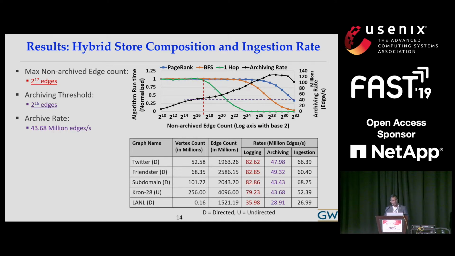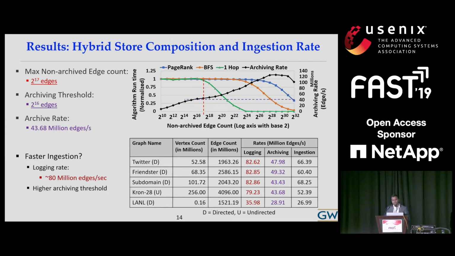And that actually gives us close to 43.68 million edges per second for this particular graph, while I have also listed in the table some other ingestion rates, which are all close to 43 million edges per second archiving rate. The only exception is LNL, which is a weighted graph. It has 32 bytes as weight, so obviously it will be a little bit slower than the plain graph, which doesn't have any weights. On the other hand, there's also logging, which runs very fast.